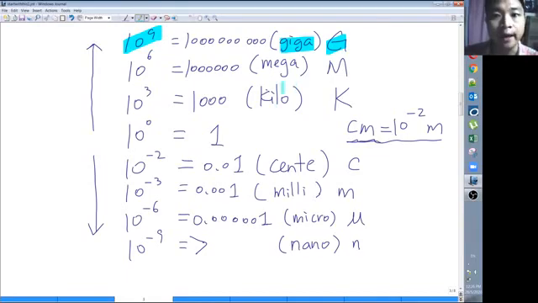And subsequently you're going to use mega to represent 10 to the power 6, capital letter M. And you're going to use kilo to represent 10 to the power 3, and you are going to use capital K to represent this 10 to the power 3.